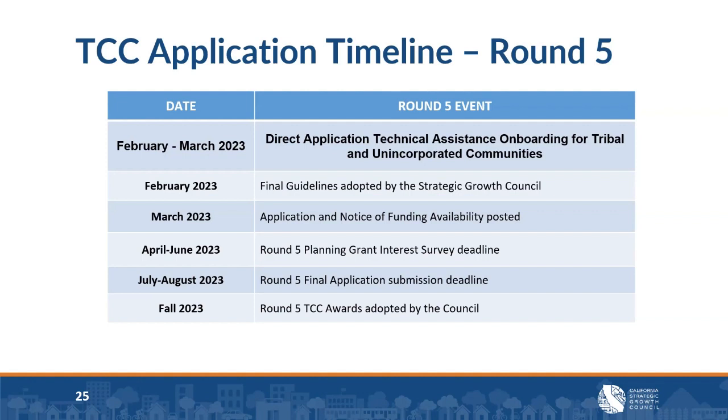In March, there will be an application and notice of funding availability posted, officially announcing that round 5 has kicked off. April and June, the round 5 planning grant interest survey is due. I believe that's when you would first submit your request to receive assistance. Or it could mean, Riley, would you mind clarifying that? Is that to receive assistance, or is that to just qualify to apply for a planning grant?